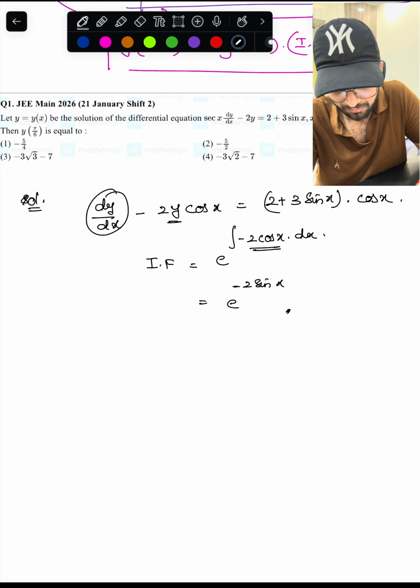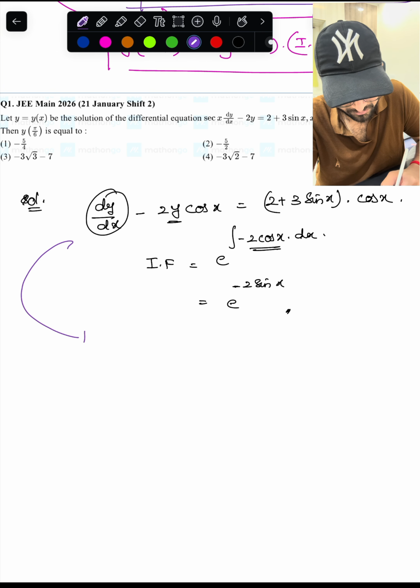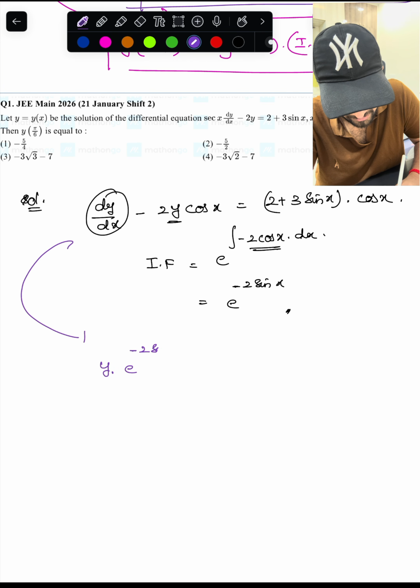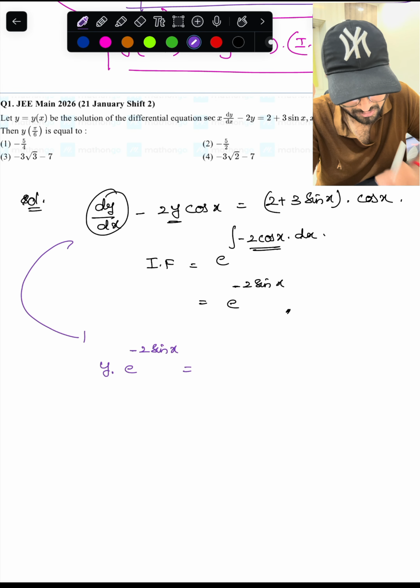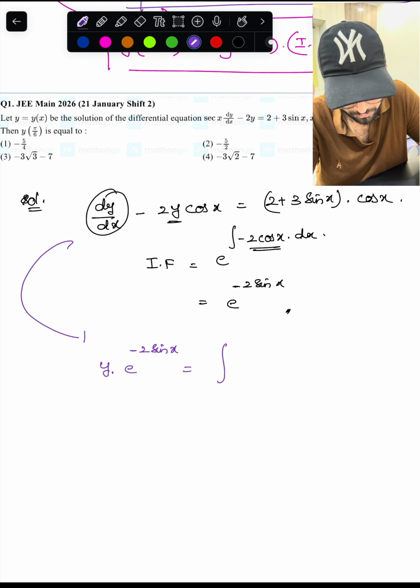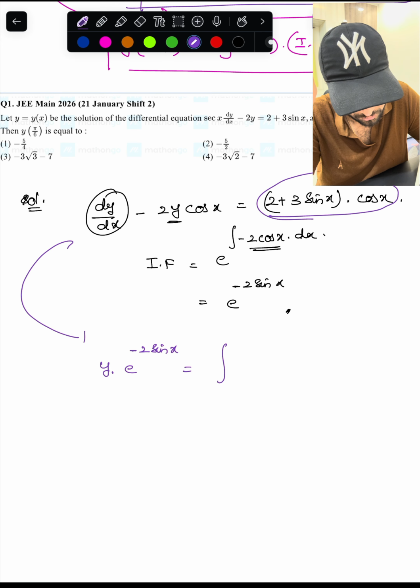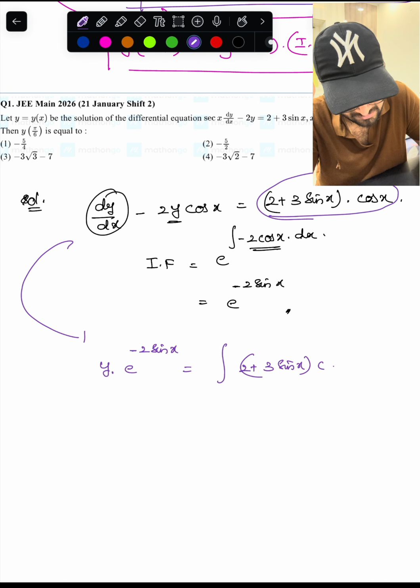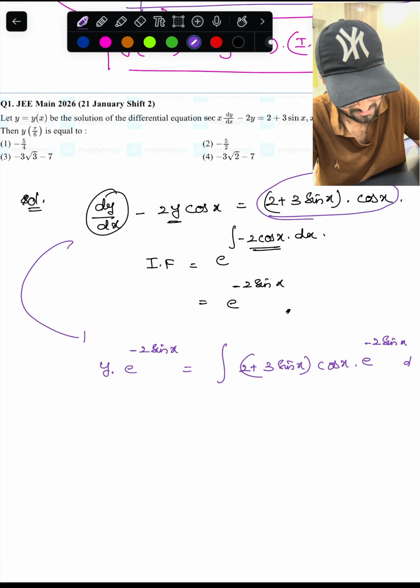Now jump to the last statement. Our y into integration factor, that means e power minus 2 sin x, equals the integration of q of x. Q of x is this one, so 2 plus 3 sin x cos x into the integration factor e power minus 2 sin x dx.